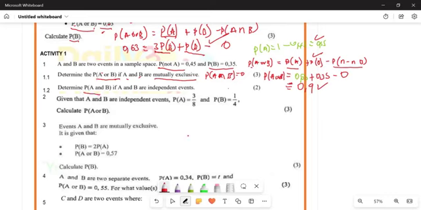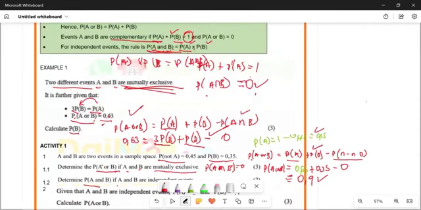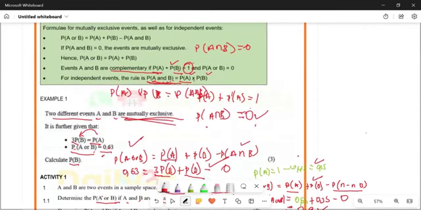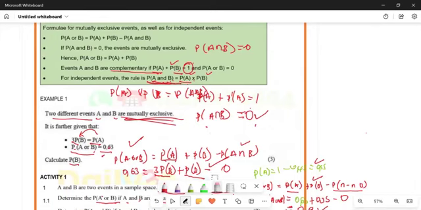They say determine A and B. We're not looking for A or B again. We're looking for A and B if the events are independent. Now, what do you understand by the word independent from what we've learned? What did we say about independence? For independence, the probability of A and B is going to be given by the probability of A multiplied by the probability of B.